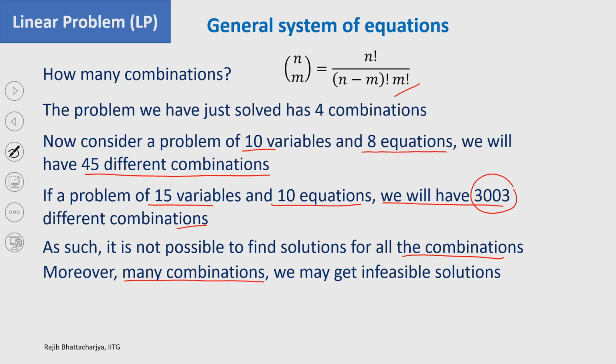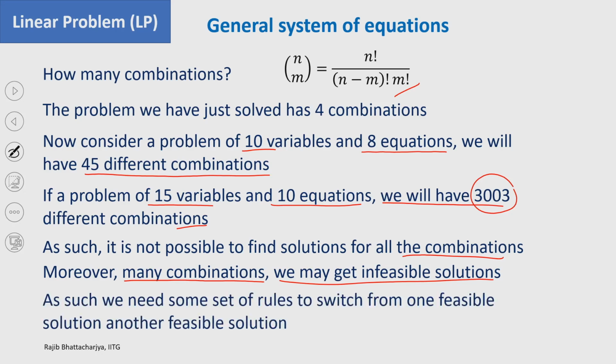Many times we may get an infeasible solution. If you are getting an infeasible solution, you need not evaluate it. Therefore, you need some technique so that you are evaluating a minimum number of combinations. As such, we need some set of rules to switch from one feasible solution to another feasible solution.